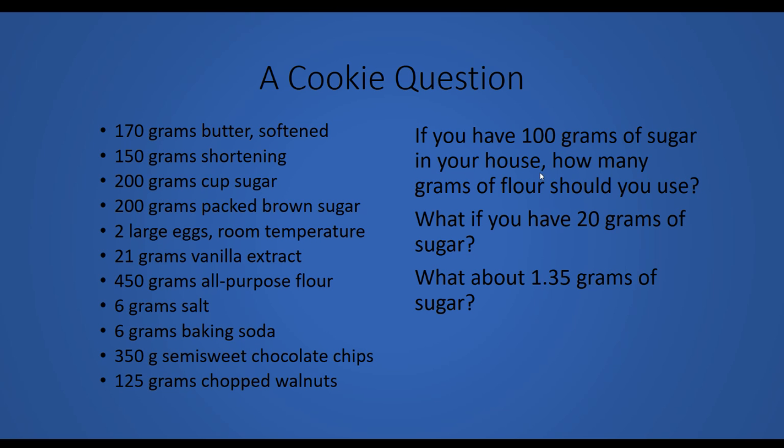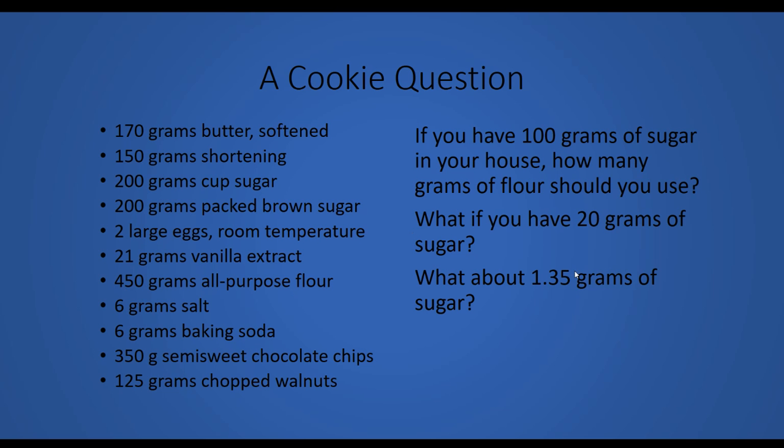Maybe you find in your house you have 100 grams of sugar. How many grams of flour should you use? Well, 200 grams of sugar is the standard, and I can kind of eyeball and see that that's half. Okay, so I need half the grams of flour. That's 225. 20 grams of sugar, okay, the recipe calls for 200. I've got 20, okay, so I need a tenth. That's going to be 45.